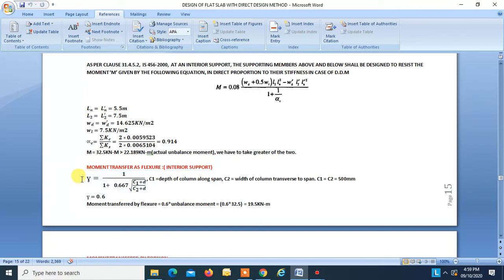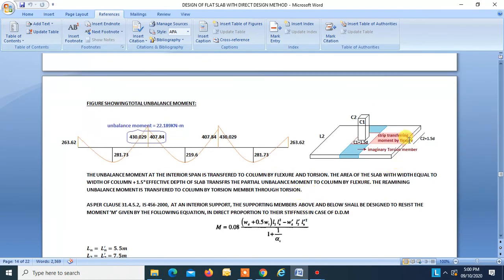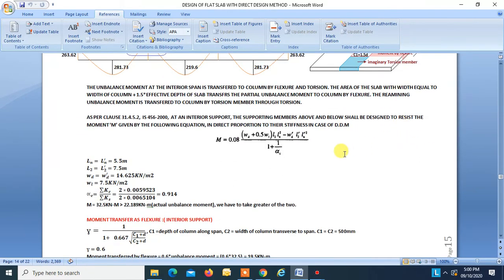So first we will have to find lambda using this formula. Okay, C1 is the depth of the column along the span, C2 is the width of the column transverse to the span. In our case, C1 is equal to C2 is equal to 500. So lambda is found to be 0.6. So the moment transferred by flexure is 0.6 times the unbalanced moment. We are taking this moment as equal to 19.5 kilonewton meter. So this strip will transfer a moment of 19.5 kilonewton meter to the column by flexure, right?